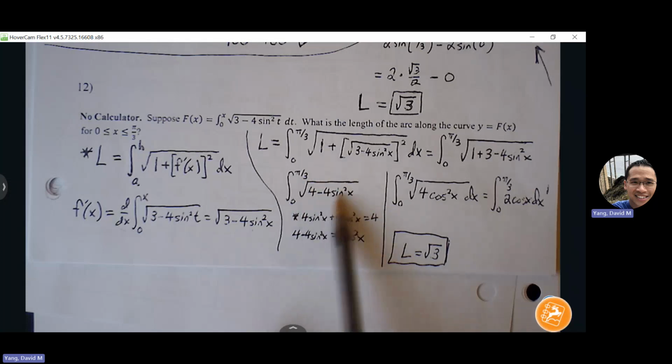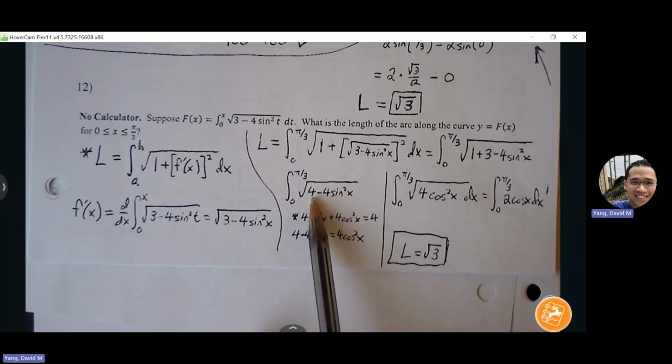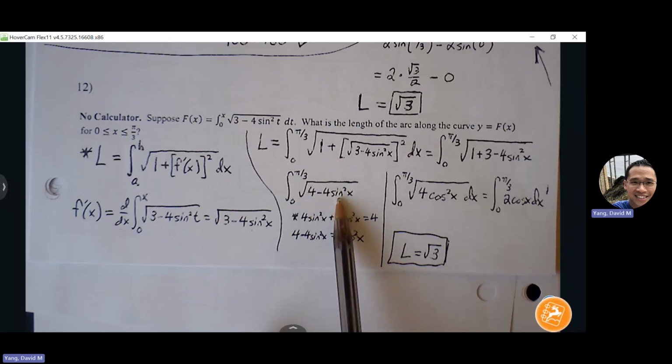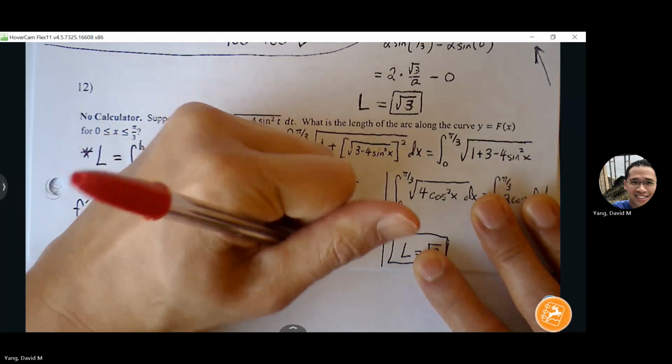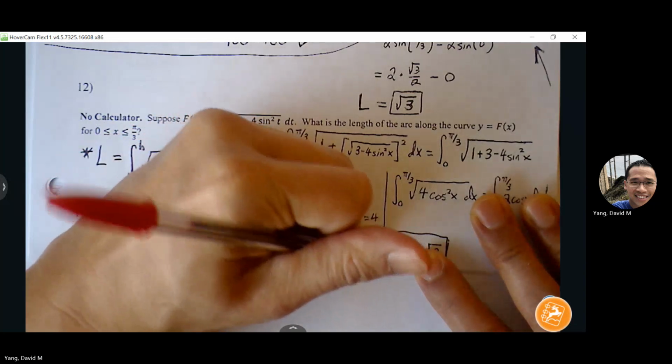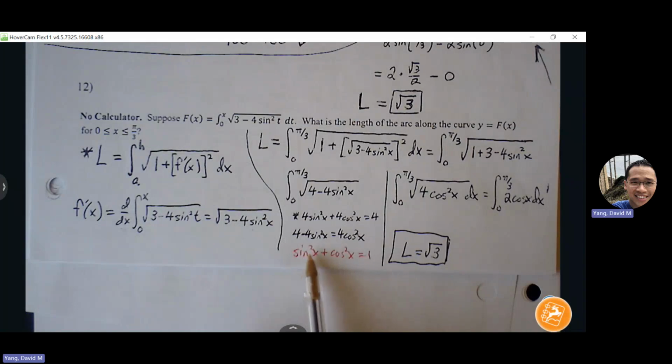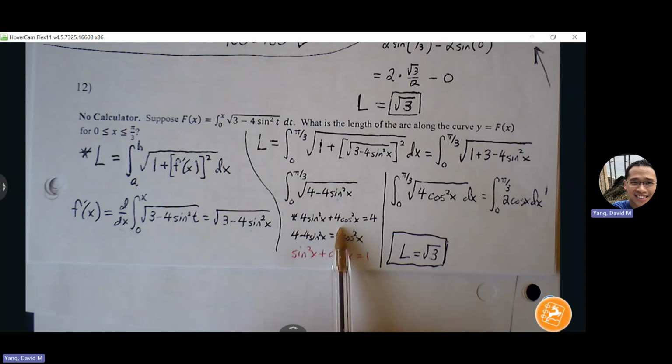Now this feels like a complex problem. We're not going to be able to use u-substitution, and even if we factor out a 4, it doesn't quite clean up nicely. But maybe there's a trig identity that can help us with this. We know that sine squared plus cosine squared equals 1. If I adapt that trig identity, what if I multiply my trig identity through with a 4? So 4 sine squared x plus 4 cosine squared x equals 4. Right, we know this is true.